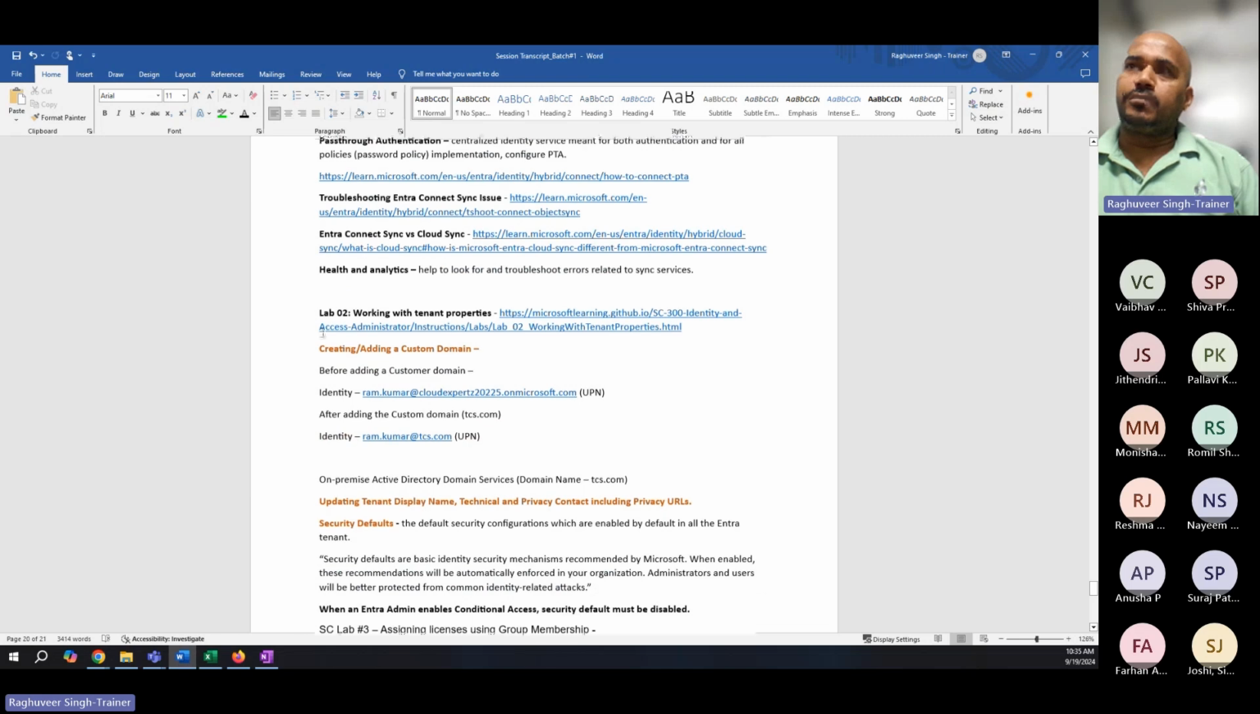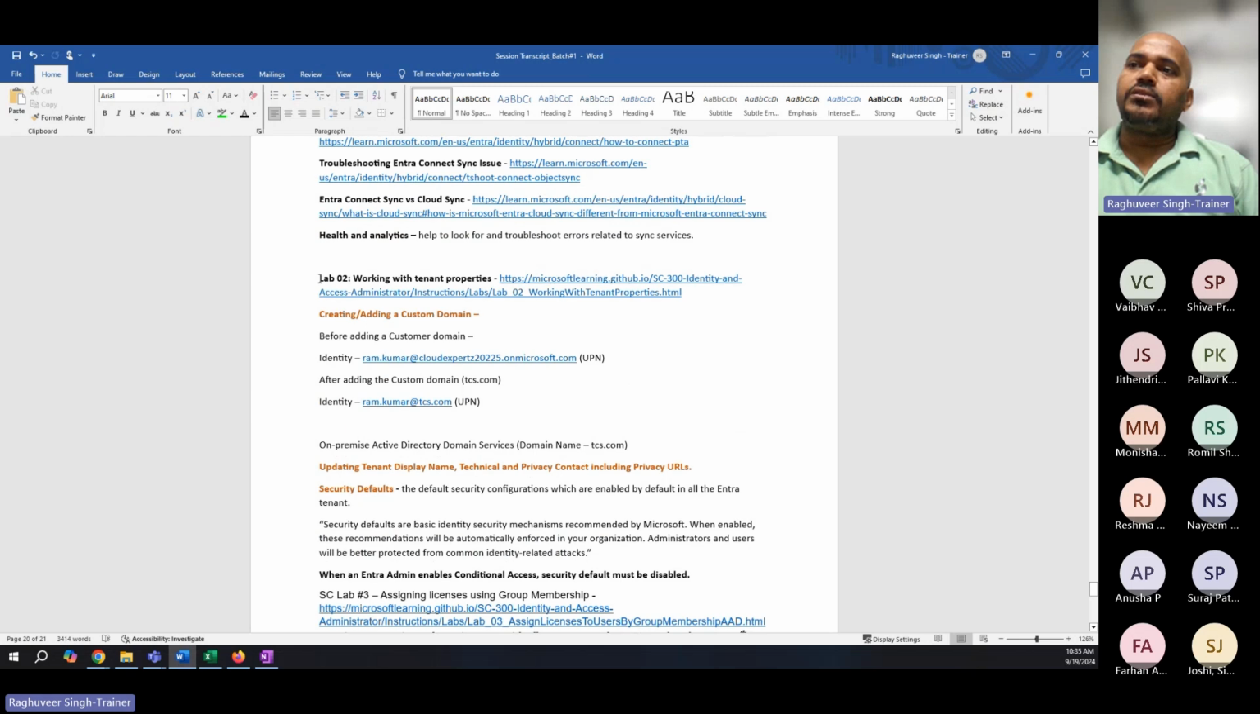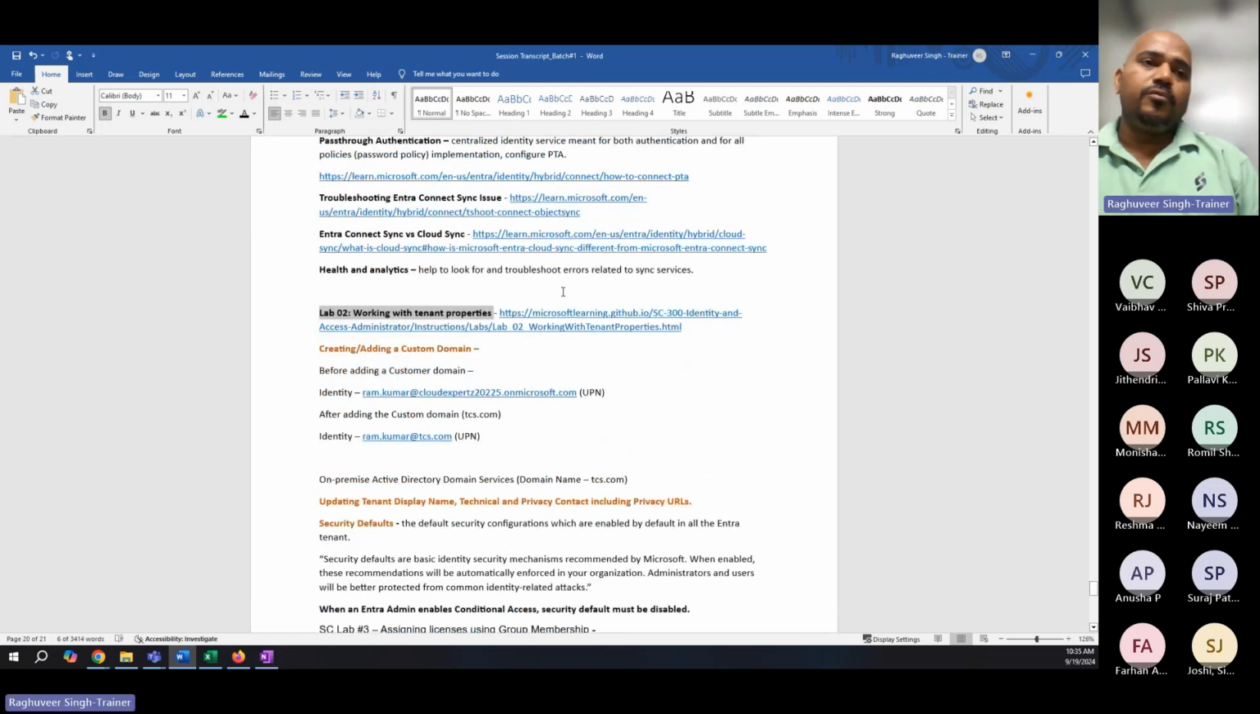Where is lab number 2? Yeah. Now we will do lab number 2, which is working with tenant properties. So that's what we are going to do now. When you signed up to Microsoft Azure the other day, as part of that sign up, you basically got access to a Microsoft Entra tenant and a Microsoft Azure subscription which is part of that tenant.